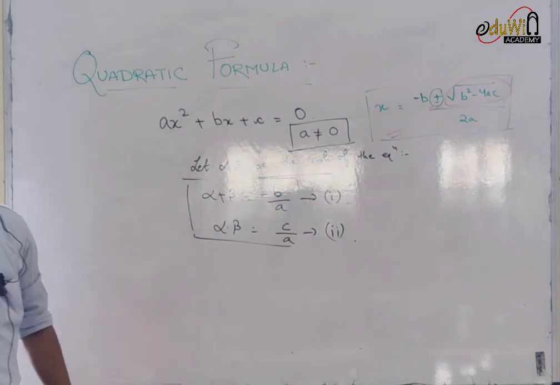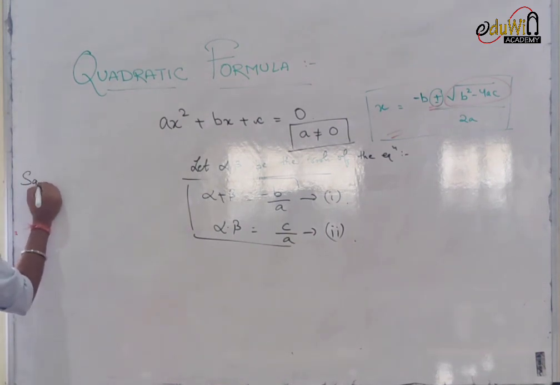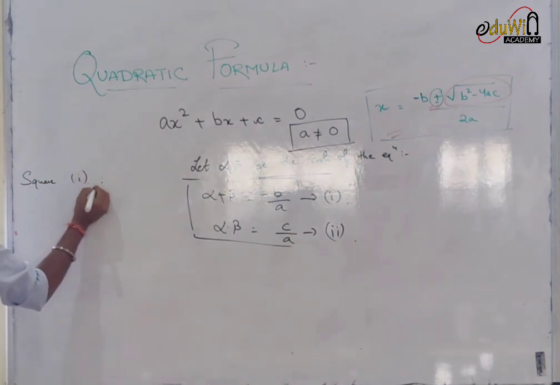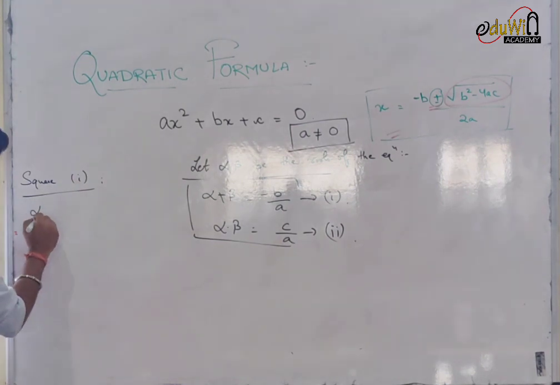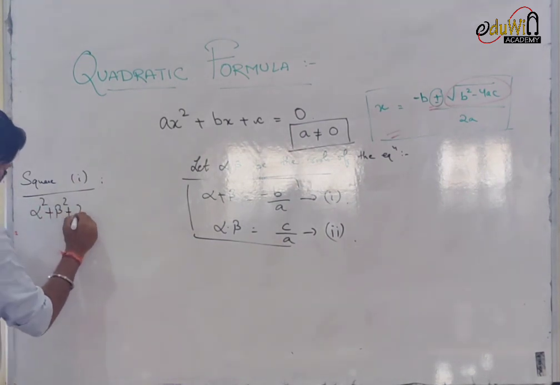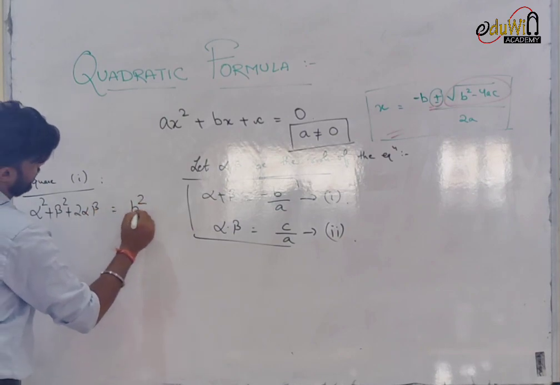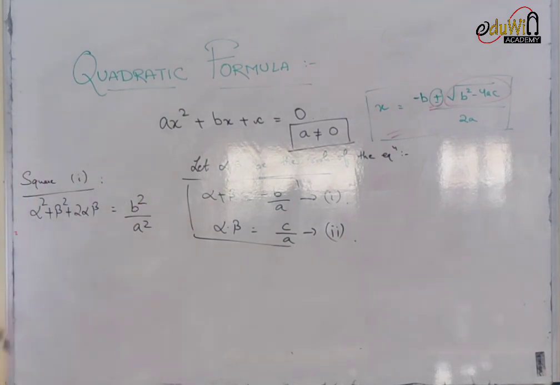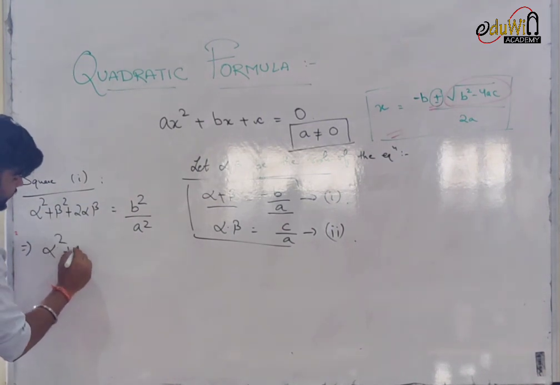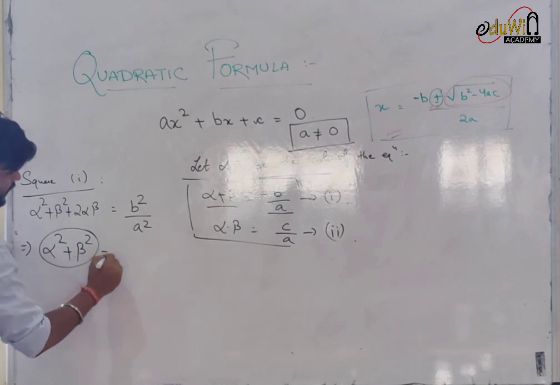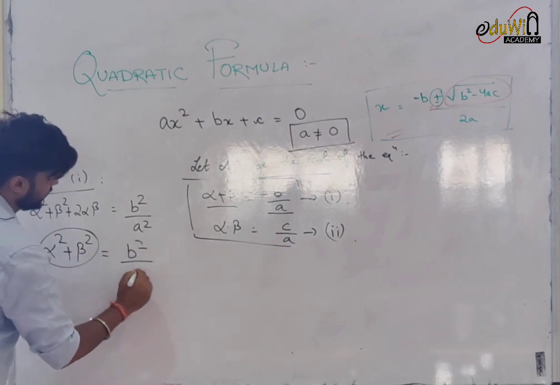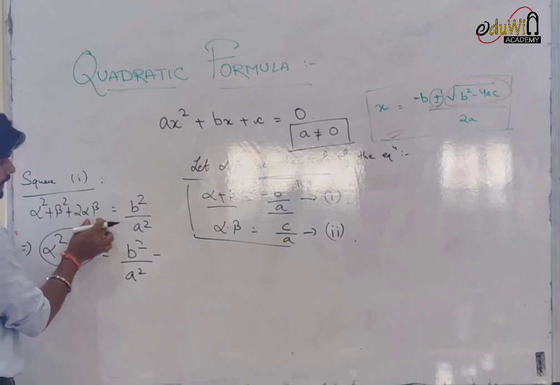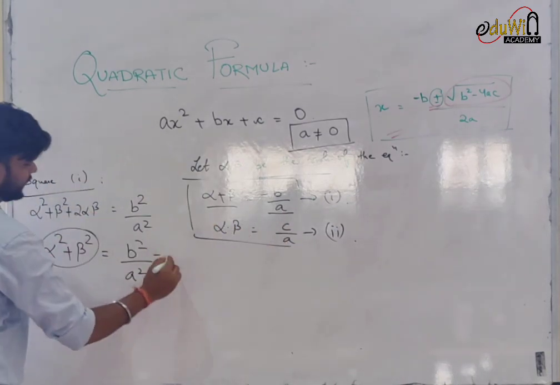So let me do one thing. Square equation 1. Definitely we will get alpha square plus beta square plus 2 alpha beta equals b square by a square. Alpha square plus beta square is the unknown quantity over here, and if 2 alpha beta goes over to that side, it will be minus, and alpha beta is c by a, so 2 alpha beta equals 2c by a.